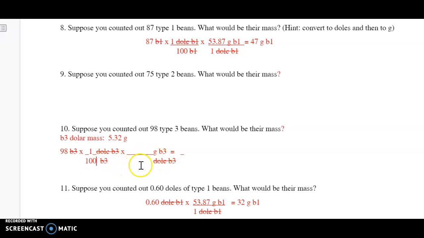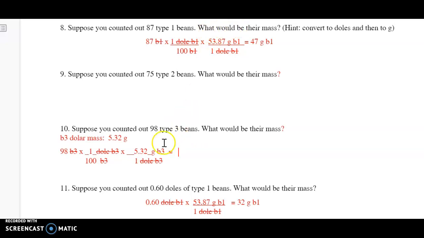All right, this conversion over here, this one's going to be the dole mass. And I know that because it involves the mass in grams. And this is the data we got in the lab here. I just wrote that there as a reminder. But it says 5.32 grams is the dole mass, so that's going to be equal to 1 dole. So I put the 5.32 with the grams and the 1 dole down there. All right. So that's going to be it. That's going to be my answer.